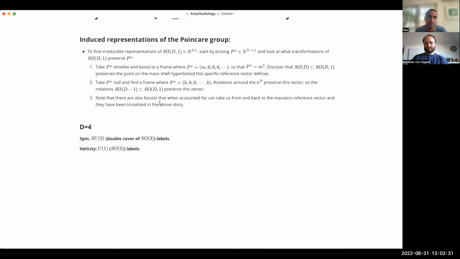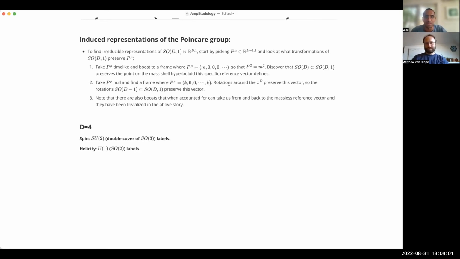And similarly, play the same game with null vectors. There what we find is that the subgroup of the Lorentz group that preserves a given reference null momentum, so this now defines a light cone. And in general, of course, what preserves a point on the light cone is something slightly non-compact if we account for the boost. But let's set that aside for the time being, for reasons we can talk about a little bit.